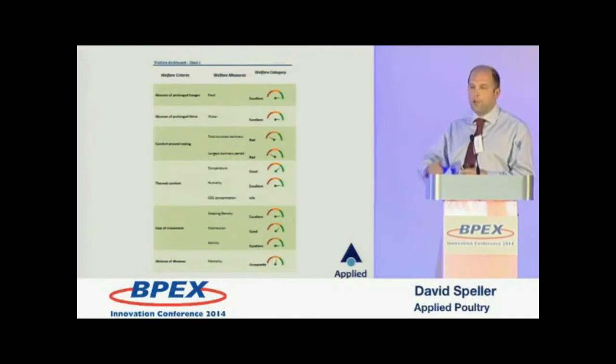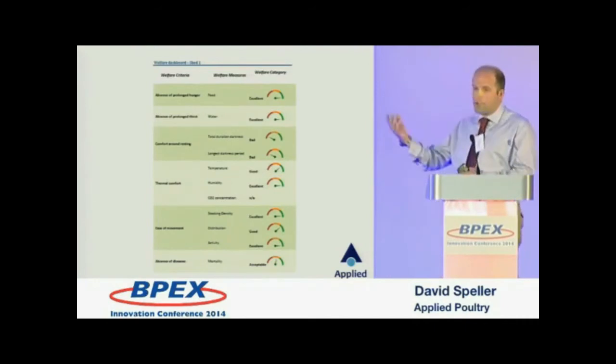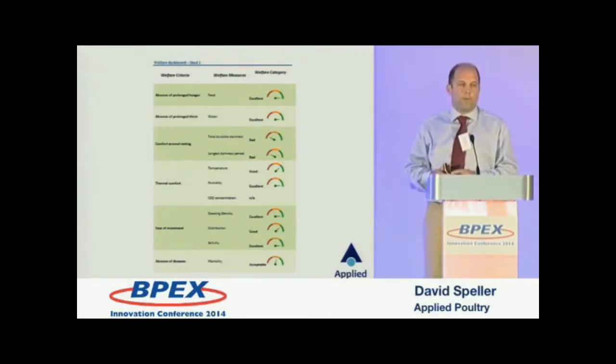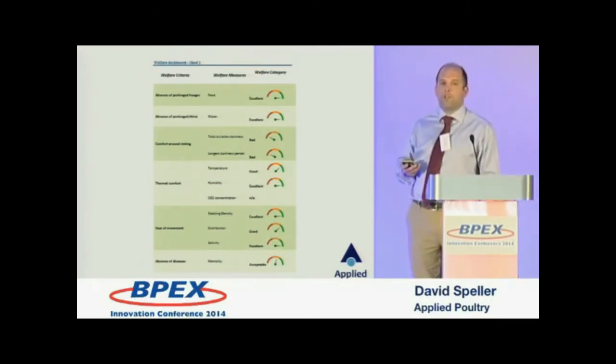Thermal comfort. We're looking at temperature, humidity. We can start to look at CO2 if we want to introduce it. Ease of movement. We can do stocking density because we know how many are in there and we know what they weigh and we know how big the shed is. So we know the stocking density. We know the distribution and activity from the cameras. And then mortality, we tell the computers every day how many birds are dying. So we know the mortality. So actually, when you combine all of that together, it's quite a powerful set of data.